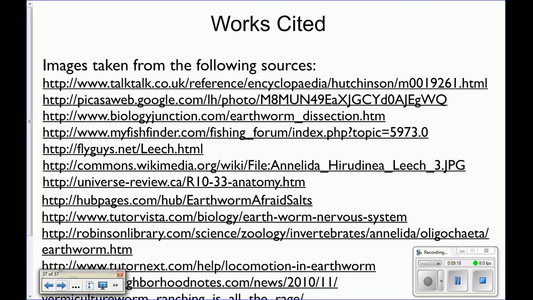And there's my works cited. I would highly suggest that you understand how worms move and include lattices in your description. So please make sure that you understand that. If you need to, email me or message me, and I will hopefully be able to get back to you and help you out. So study hard.